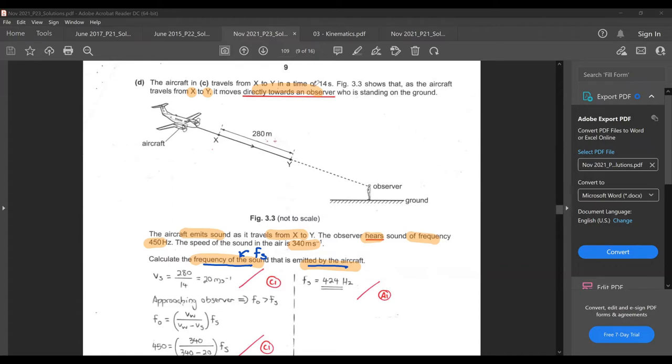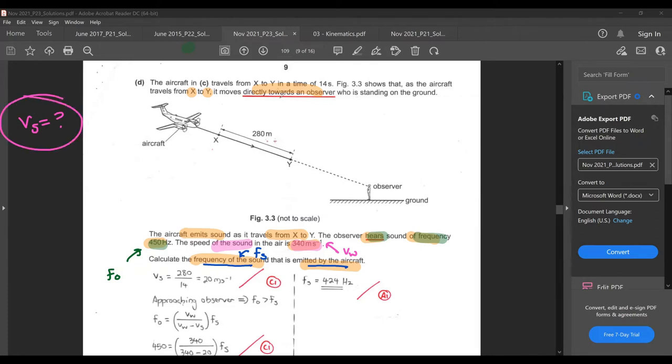The statement before that, where they say that the observer hears sound of frequency 450 hertz, this is actually your observed frequency. And then they say that the speed of sound in the air is 340 meters per second. This is actually your wave speed. Now, you don't have your source speed listed inside.